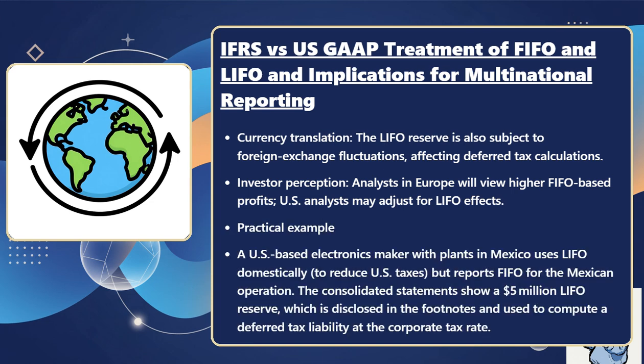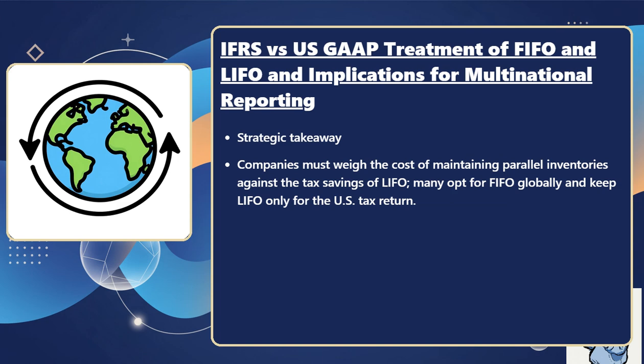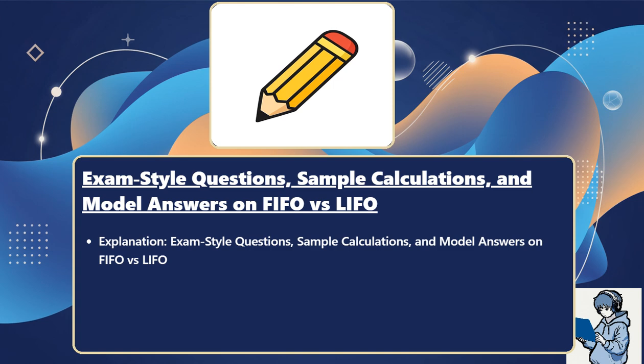Practical example. A U.S.-based electronics maker with plants in Mexico uses LIFO domestically to reduce U.S. taxes, but reports FIFO for the Mexican operation. The consolidated statements show a $5 million LIFO reserve, which is disclosed in the footnotes, and used to compute a deferred tax liability at the corporate tax rate. Strategic takeaway. Companies must weigh the cost of maintaining parallel inventories against the tax savings of LIFO. Many opt for FIFO globally and keep LIFO only for the U.S. tax return. Explanation: exam-style questions, sample calculations, and model answers on FIFO versus LIFO.